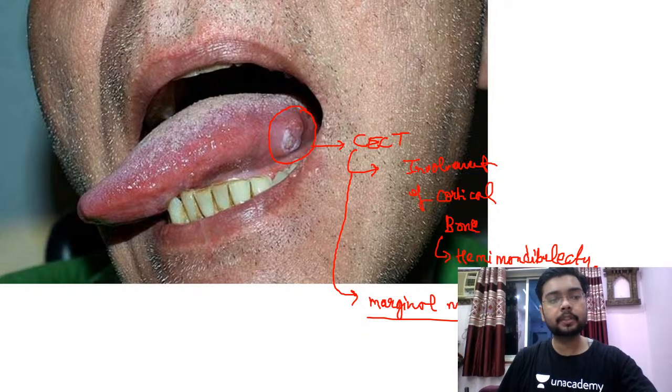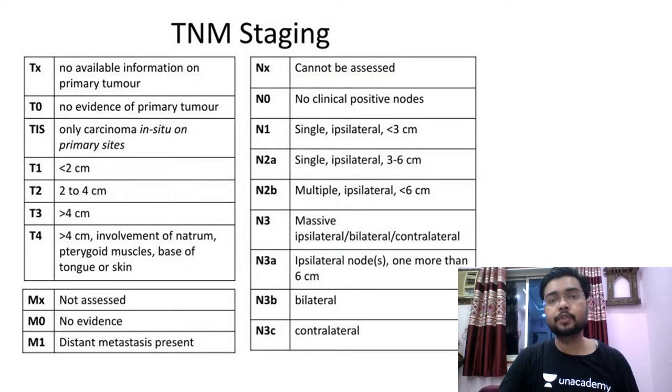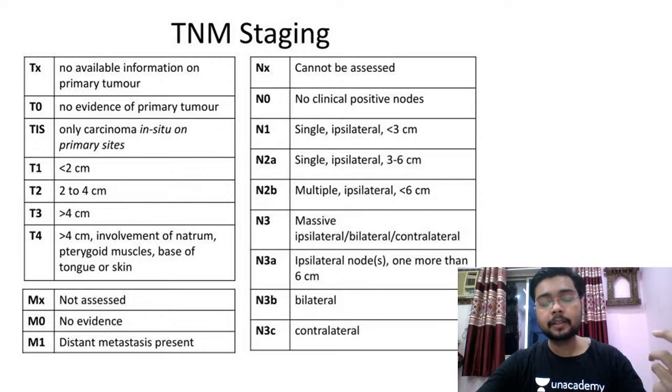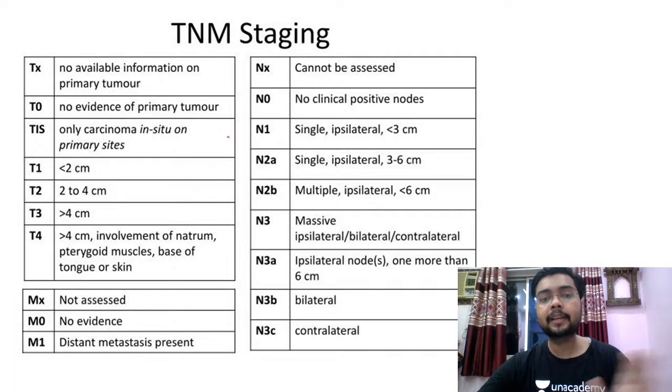So this was an important concept that your AIIMS or NB people might ask in future. Now in that question they have mentioned that there was no lymphadenopathy, but what if in future you get a question where they mention the neck node staging? So you must know what is N0, N1, N2A, N2B, and N3 A, B, C.